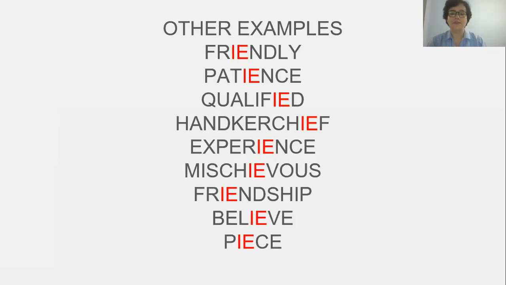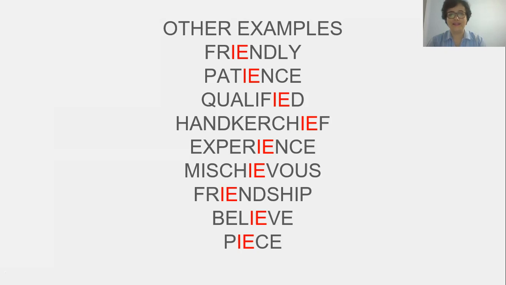Here are some other examples of words with I and E in them. As you can see, they're all with an I first and then an E. Why? Simply because there is no C before them. For example, friendly has an R there, patience has a T, qualified has an F, handkerchief has an H, experience has an R, mischievous has an H, friendship has an R, believe has an L, peace has a P. If it was C that was there, it would have been EI. But because there's no C, it's IE.